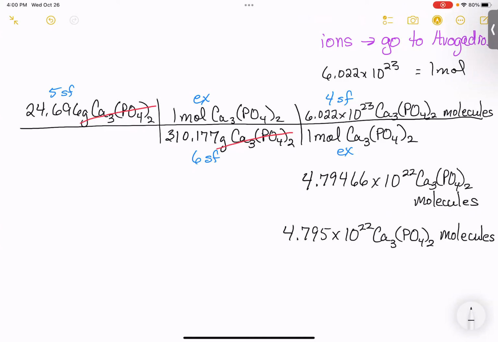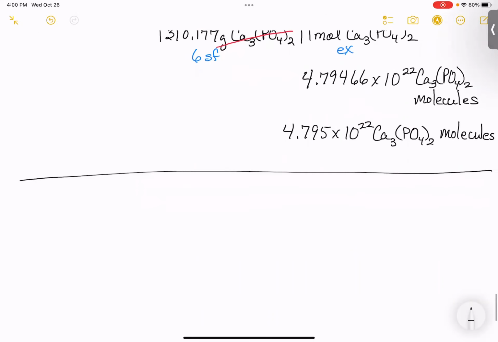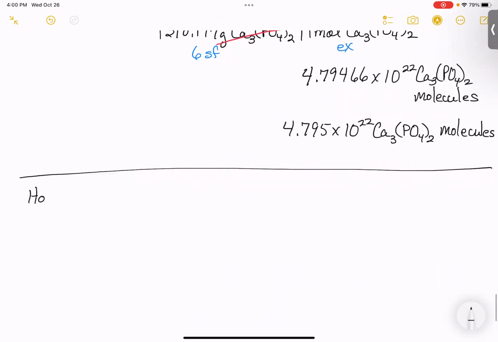Questions? Let's look at another one. How many oxygen atoms are in 29.61 grams of carbon dioxide?